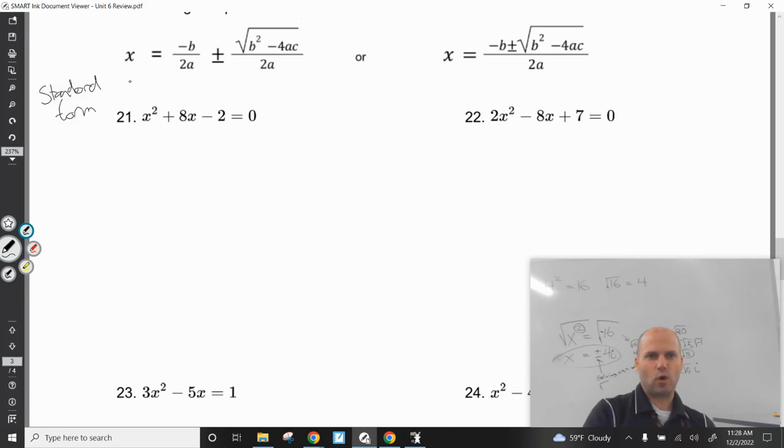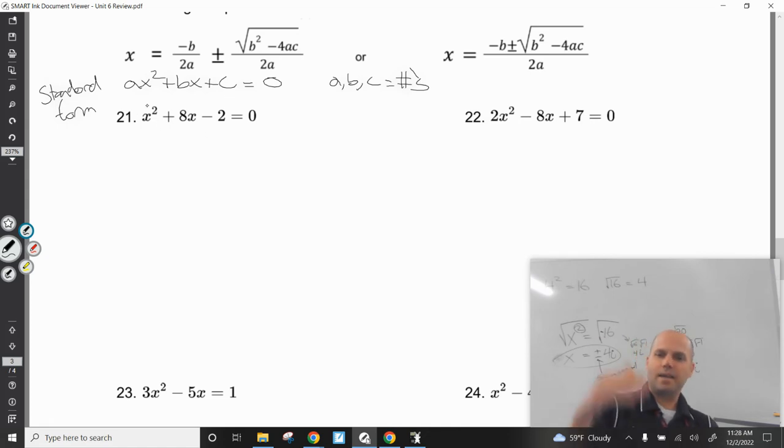Now, standard form is ax squared plus bx plus c equals 0. A, b, and c are numbers. They're the number that comes before x squared, the number that comes before x, and the number left by itself. Smart mathematicians solved this using square roots in a very cool way, and they realized that they could make a formula out of it.